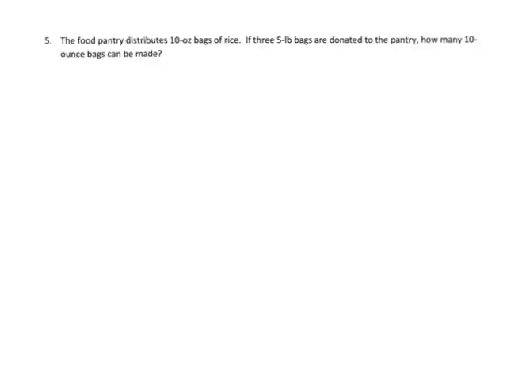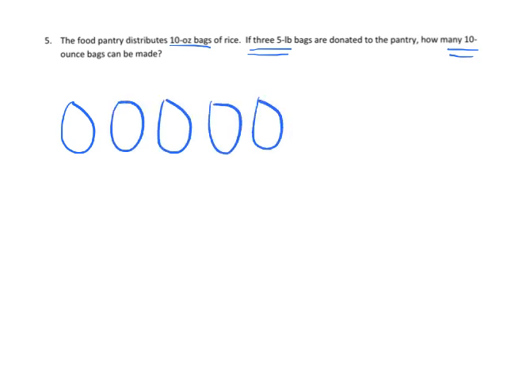And for our last problem, a food pantry distributes 10-ounce bags of rice. If 3 5-pound bags of rice are donated to the pantry, how many 10-ounce bags can be made? Well, first off, we've got 5 bags that are donated. 1, 2, 3, 4, 5. And there are 16 ounces in each pound.